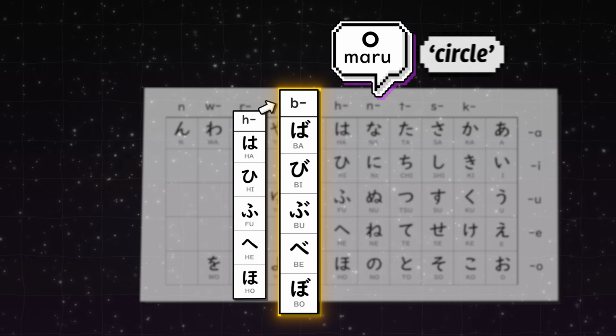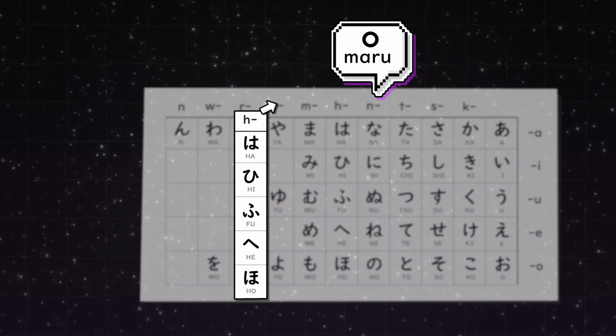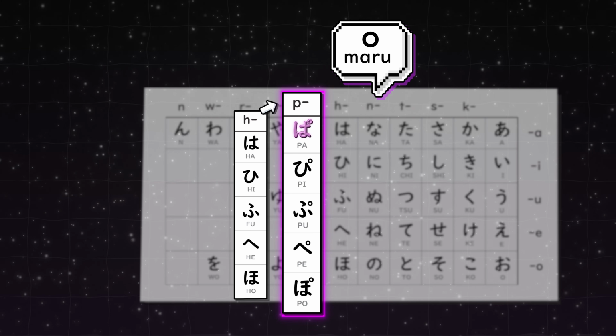Finally, maru, or literally circle, adds to the H column, but instead of making it a B sound, it becomes P. Pa, pi, pu, pe, po.